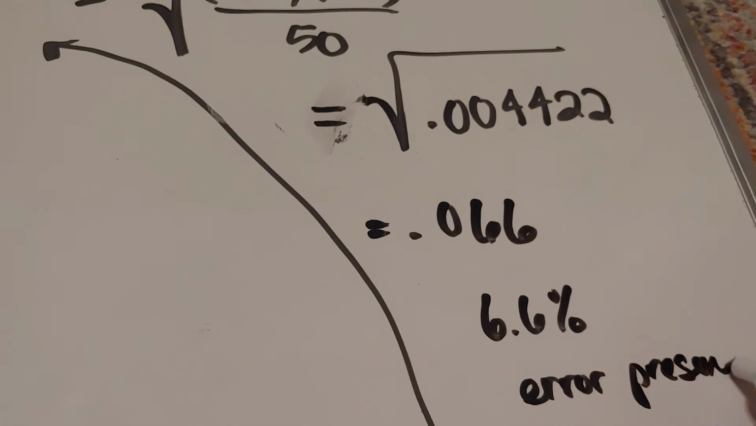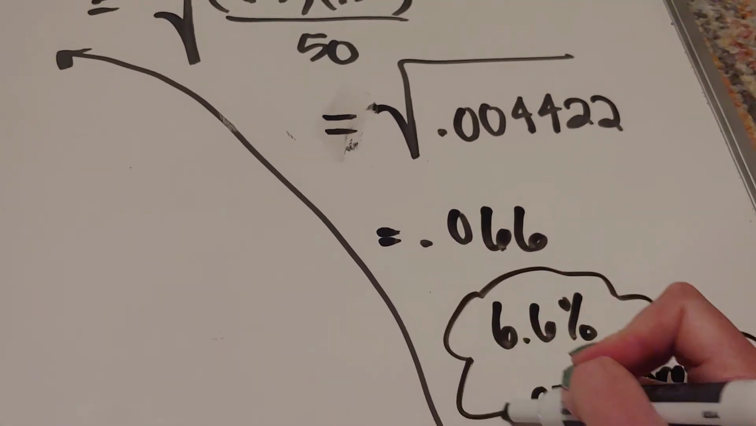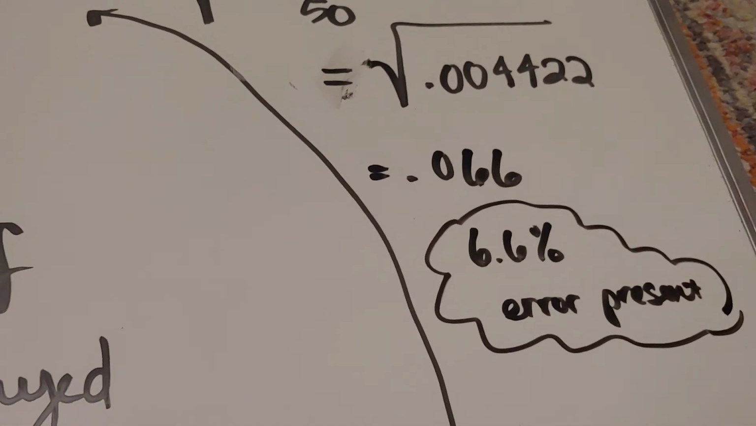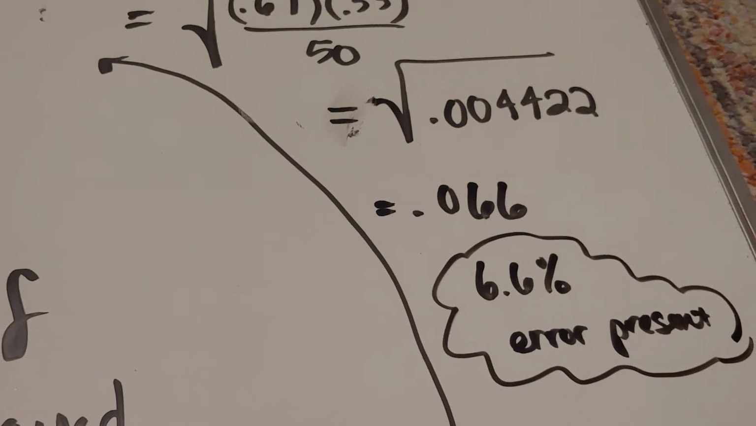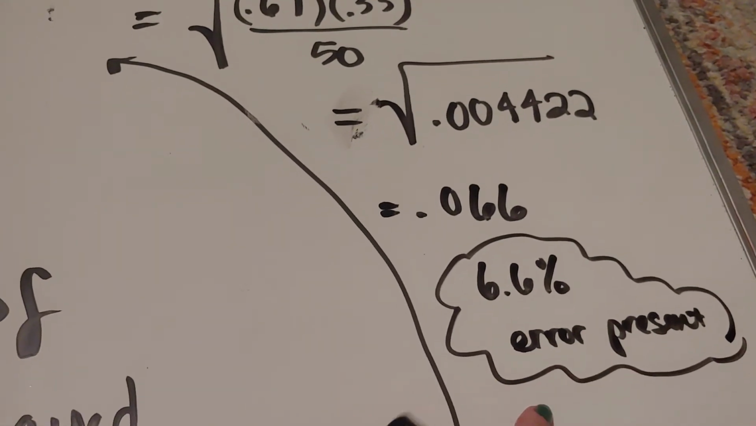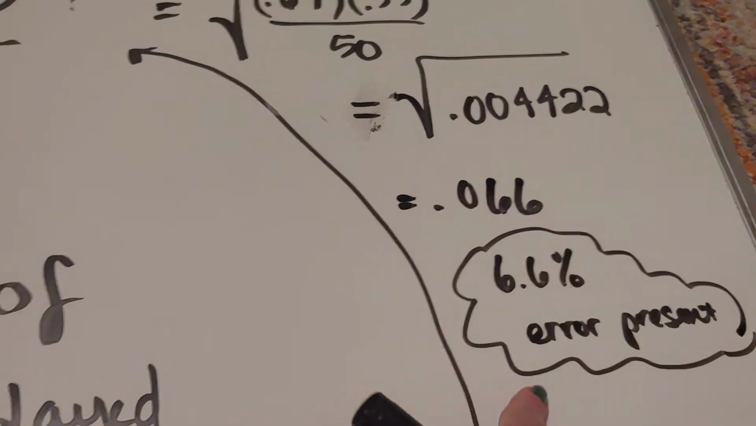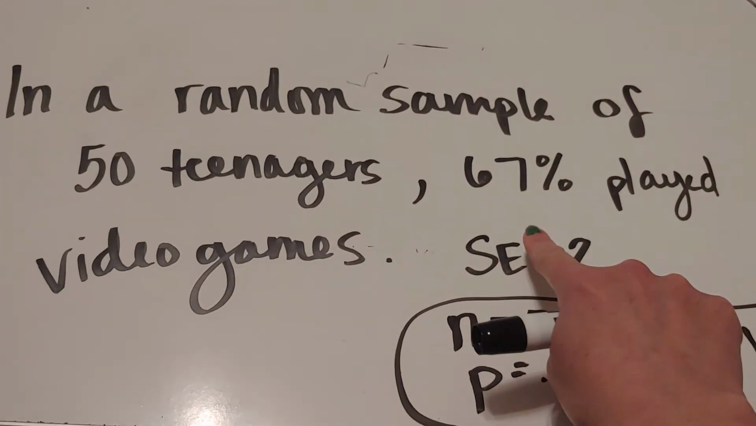Not knowing anything else about this study, like, I don't know where these teenagers are from, what they're considering a video game, any of that stuff. But there's 6.6% error that's just inherently existing in this study.